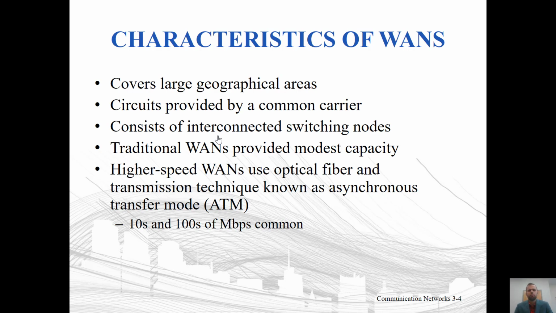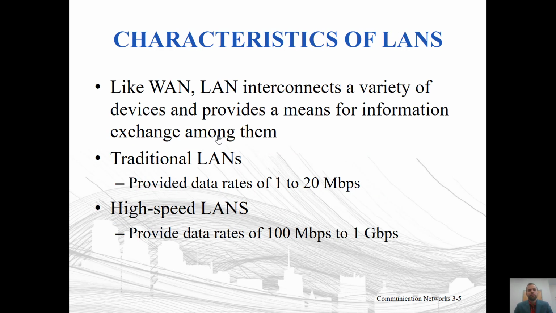And then higher speed WANs. Why are they higher speed? Well, they communicate via optical fiber and light, essentially. And the transmission technique used in these higher speed WANs is known as ATM, or asynchronous transfer mode. So this allows you to achieve tens to hundreds of megabits per second.